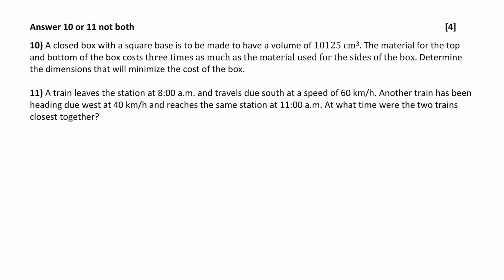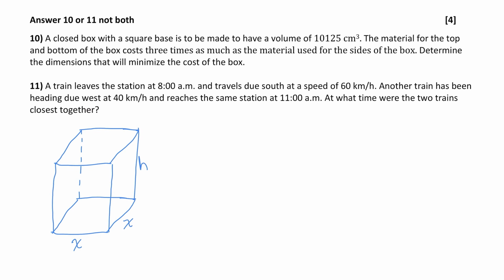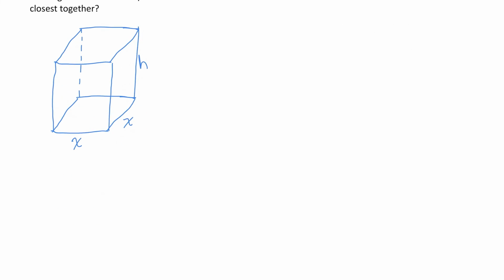Number 10: a closed box with a square base is to be made to have a volume of 10,125 centimeters cubed. Let me start by drawing a box with a square base. Since this box has a square base, I'll label the length and width of the base as x, and the height I'll call h. I know the volume is fixed, so my constraint is that the volume is 10,125 centimeters cubed. The volume of a square base prism is area of base times height, so x squared times h equals 10,125. I'll continue working with that in a minute.